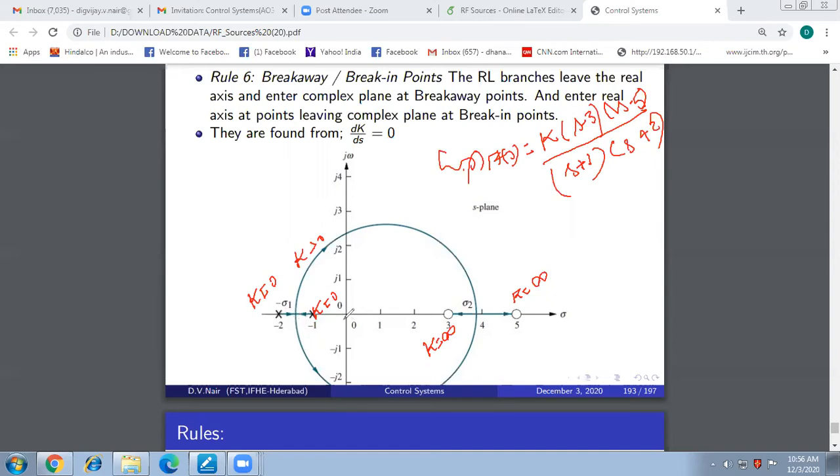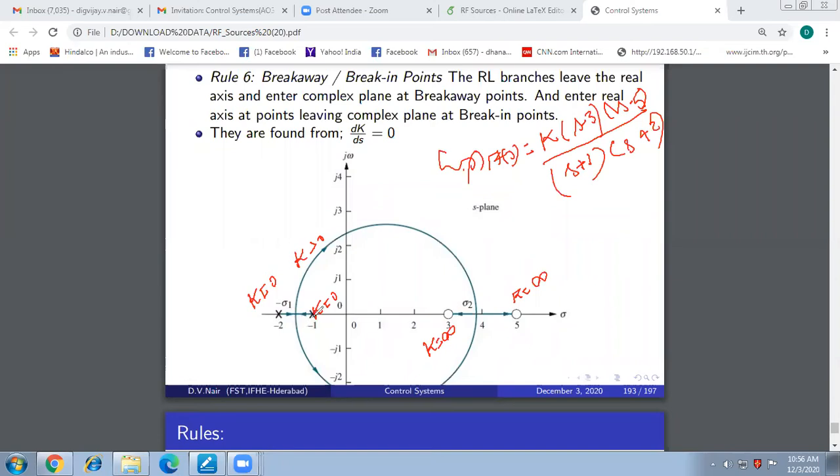Does any point between 0 and -1 lie on the root locus? No, no point between 0 and -1 will lie on the root locus, since the number of open loop poles and zeros to their right is 0, and 0 is an even number.